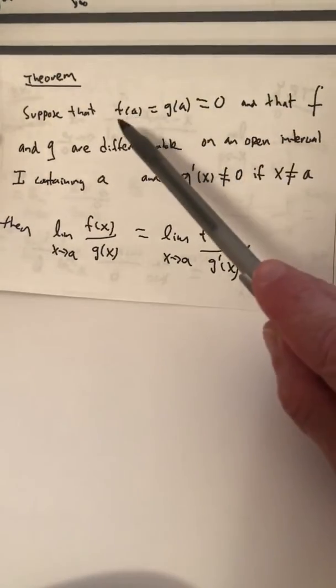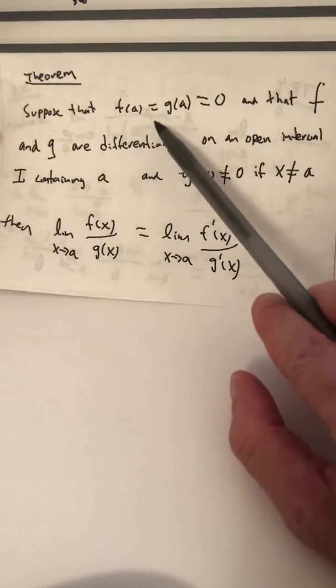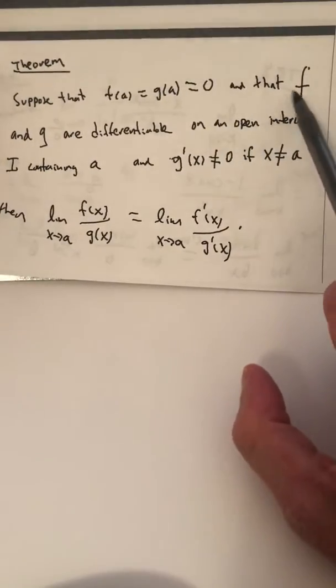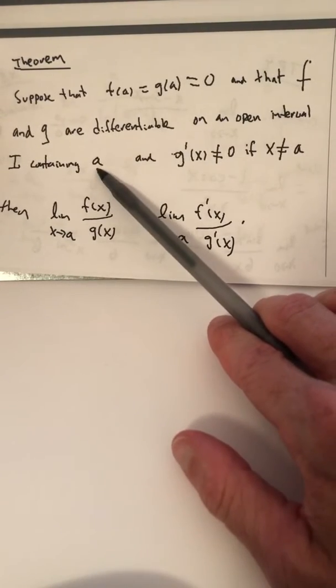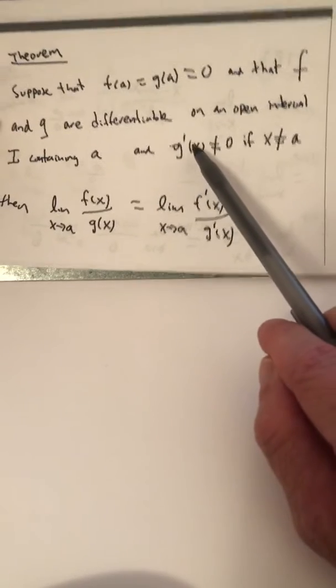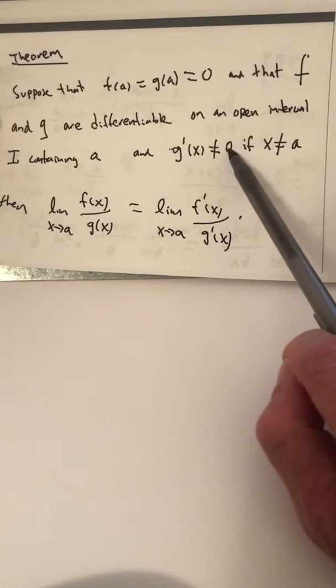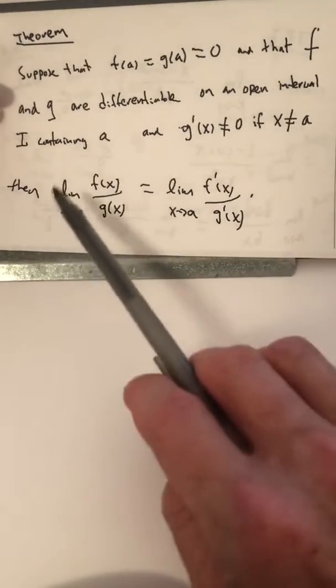Continuing with section 4.4, which is L'Hopital's rule, we have the statement of the theorem. So suppose that both f of a and g of a are 0, and that both f and g are differentiable on an open interval containing a. And as long as g prime of x is not equal to 0 if x is not equal to a, then what we have is this.